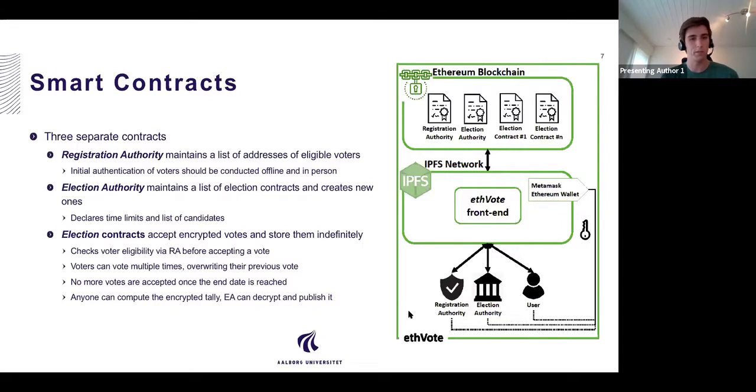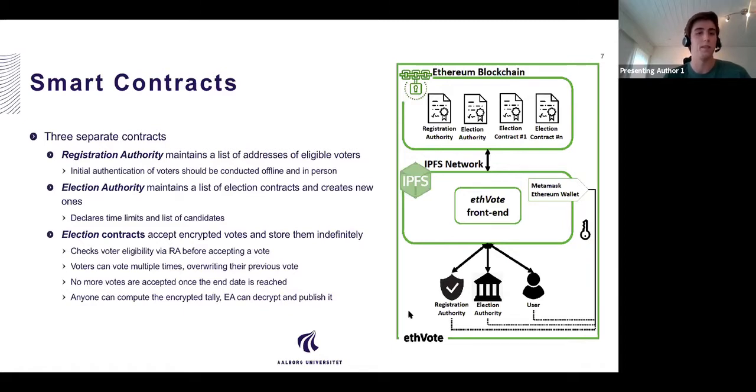So we used 3 of them. We have a registration authority contract, an election authority contract, and an election contract itself. The first one is solely responsible for maintaining a list of Ethereum addresses that are considered voters and can submit votes in actual elections. And we decided that the actual authentication of voters should be held offline because introducing an online authentication mechanism would just add a lot more vulnerabilities that we couldn't account for in this project, at least.